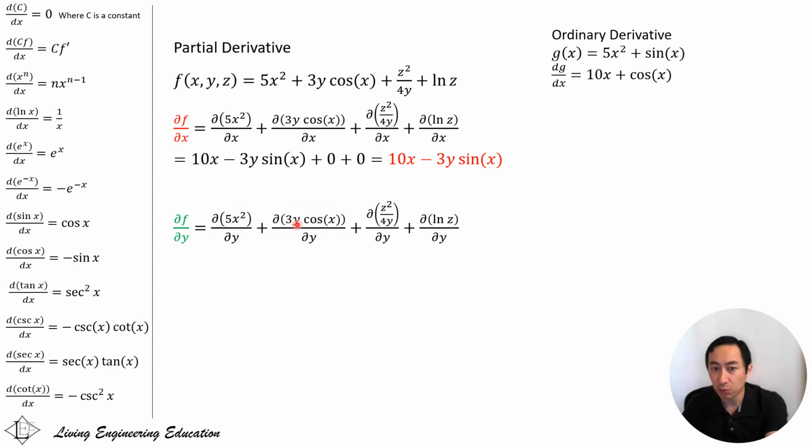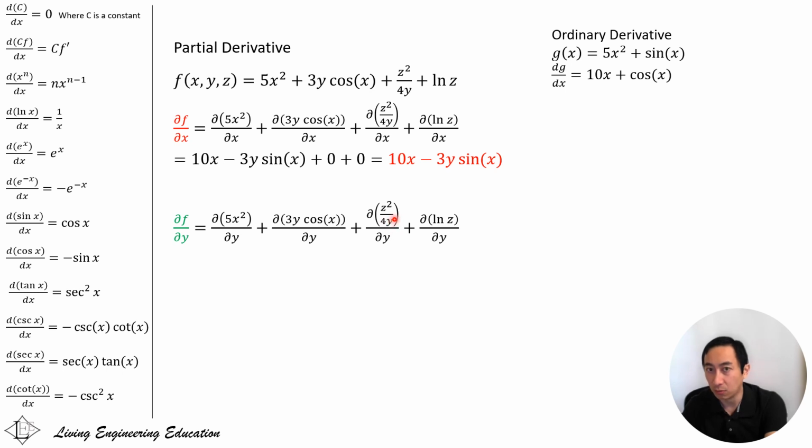Over here, I have 3y cosine x. So 3 cosine x becomes my constant. Basically, it's 3 cosine x times the derivative of y with respect to y. Well, if I look over, where is it? Right here, y to the first power is just going to give me 1, right? So this will be 3 cosine x. Over here, I have z squared, which is a constant, over 4, which is a constant, divided by y.